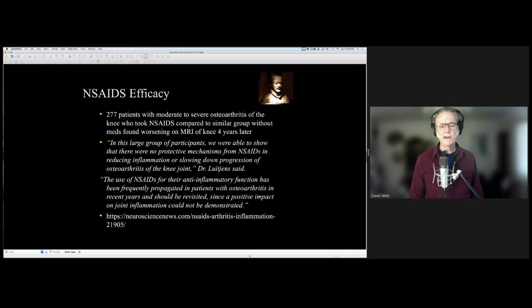So let's talk about NSAIDs. Do they actually even work? 277 patients with moderate to severe osteoarthritis of the knee who took NSAIDs, compared to a similar group without medication, found worsening on MRI of the knee 4 years later. So this shows not only were there no protective mechanisms from NSAIDs or slowing down of the progression of osteoarthritis, they actually made it worse.